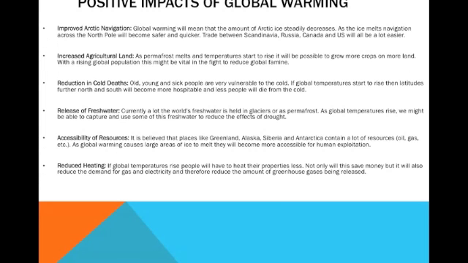So, what are some positive impacts of global warming? Firstly, we don't technically need to know this, so I won't explain it. I will just say them because I don't think it's in the syllabus, but I included it anyway. Firstly, improved Arctic navigation, increased agricultural land, reduction in cold death, release of fresh water, accessibility of resources, and reduced heating.